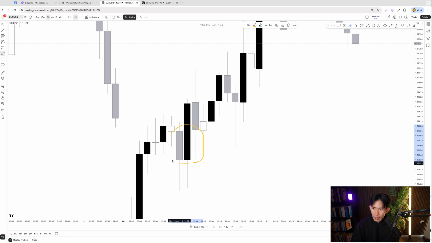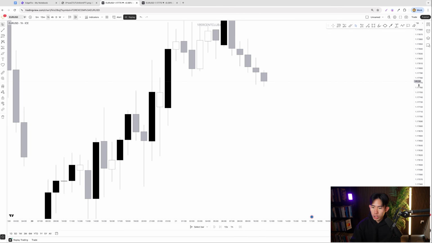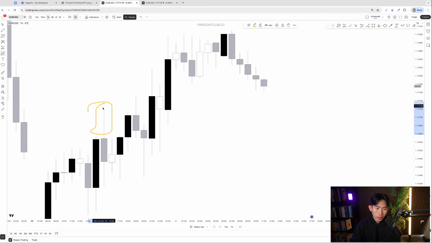So when the body is large, it usually means that one side has strong control during that candle. When the body is small, it usually means there was more hesitation or balance between buyers and sellers. So that's what the candlestick body tells you. And then you've got the candlestick wicks, which is once again the upper wick and the lower wick that you can see right here.